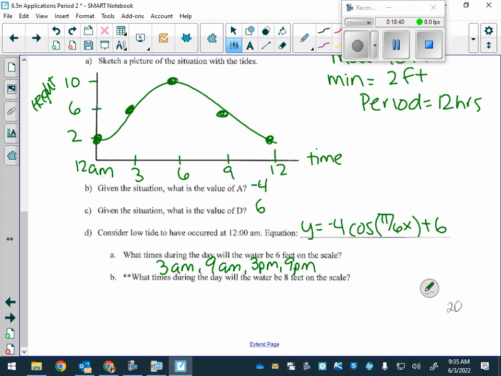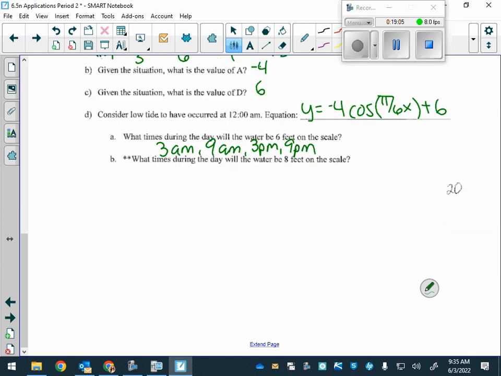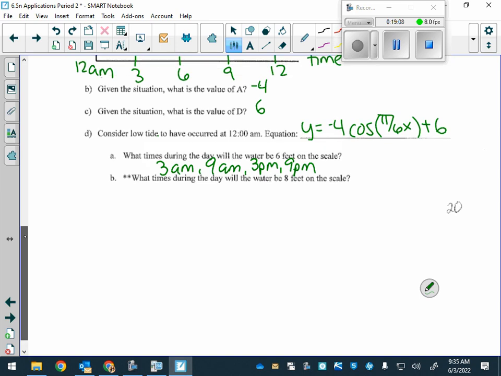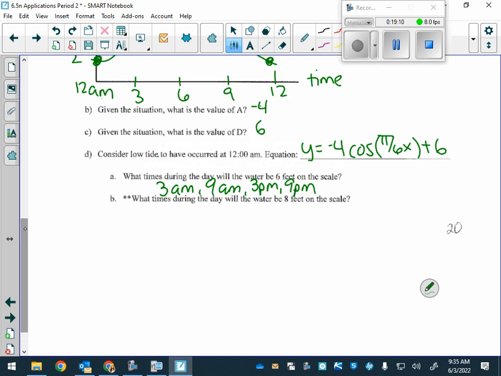What times during the day will the water be 8 feet on the scale? Jason? I got 4.1, 19, and 7.8. Okay. How many of you did get that, tried it? Okay. Josh? I tried it. It's wrong, but I got 8. 8 is one of them. Okay. How do we do this, though? I plugged 8 in for x. Oh, no. Sorry. But 8 ends up being roughly around 8.